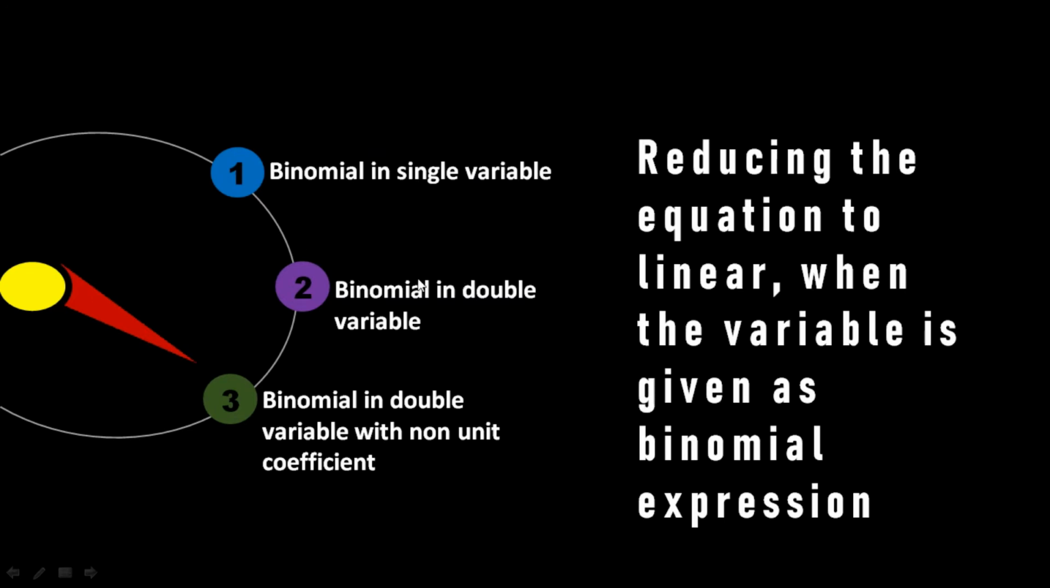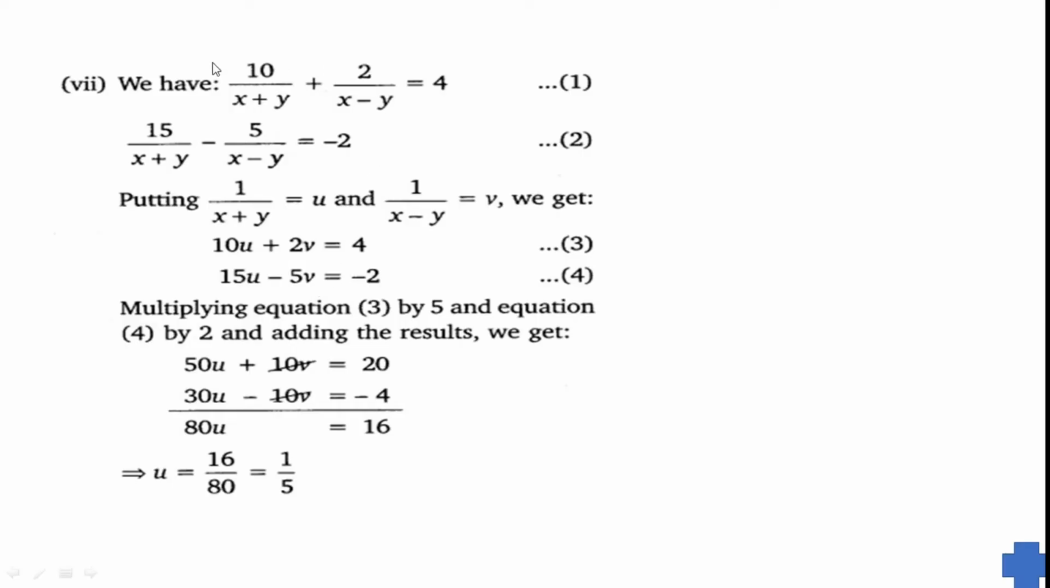Now let's look at another example where the binomial is in double variable. Let's look here. In the first term, both the variables are there and it is a binomial expression, something plus something, right? There are two terms, but it is in a form where again it is not linear. So we make an assumption again for the problem only. 1 upon x plus y equal to u, 1 upon x minus y equal to v.